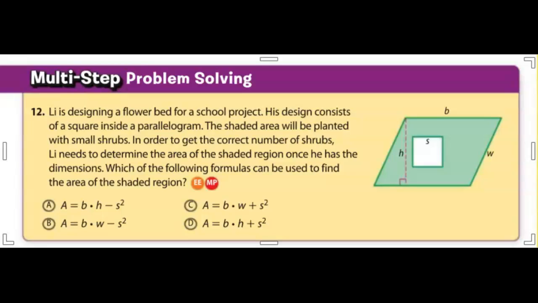Lee is designing a flower bed for a school project. His design consists of a square inside of a parallelogram. The shaded area will be planted with some small shrubs. In order to get the correct number of shrubs, Lee needs to determine the area of the shaded region once he has the dimensions. Which of the following formulas can be used to find the area of the shaded region? Okay, so I want you to take your pencil and go ahead and underline what we're being asked to find.